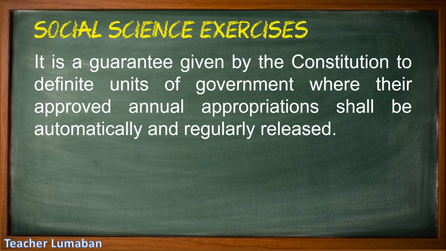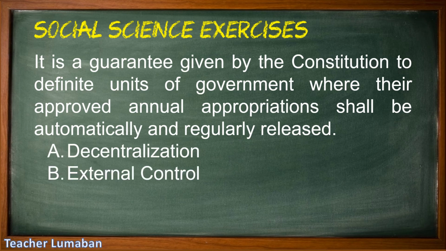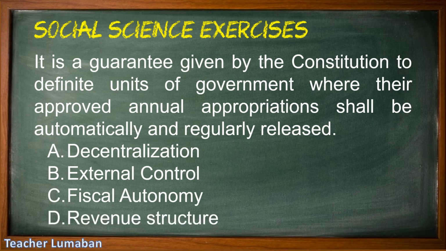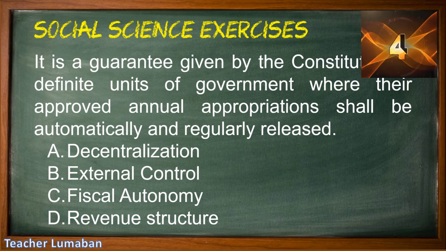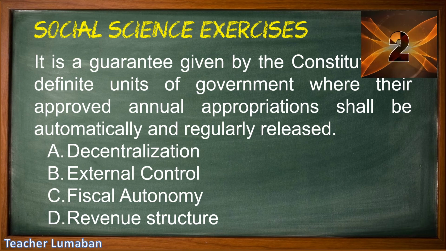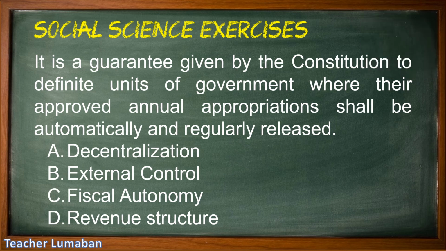It is a guarantee given by the Constitution to definite units of government where their approved annual appropriations shall be automatically and regularly released. Letter A, decentralization. Letter B, external control. Letter C, fiscal autonomy. Letter D, revenue structure. Please choose the suitable answer to the following choices in 5 seconds. 5, 4, 3, 2, 1. The correct answer is letter C, fiscal autonomy.